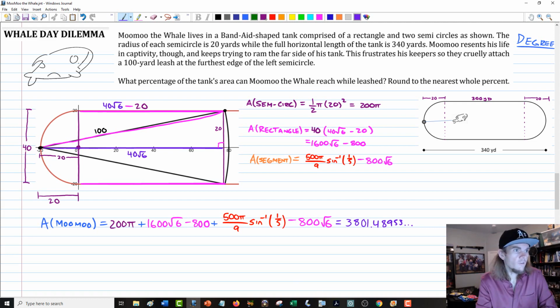Now the second thing we need, of course, is what is the area of the entire tank? We do need to make sure that we have that. So, area of the entire tank. Now we've sort of taken this for granted, but looking up there in our picture, we can see that it's comprised of three pieces.